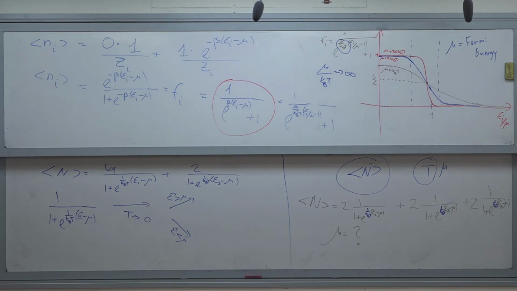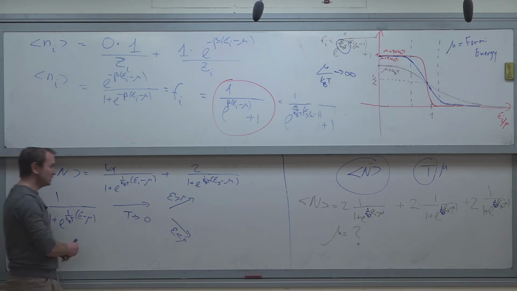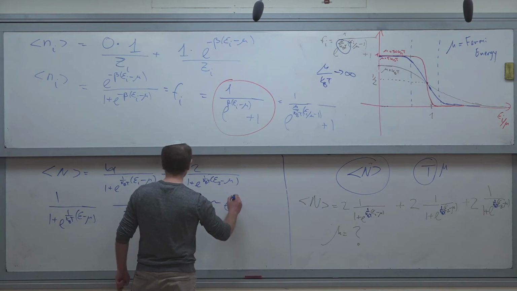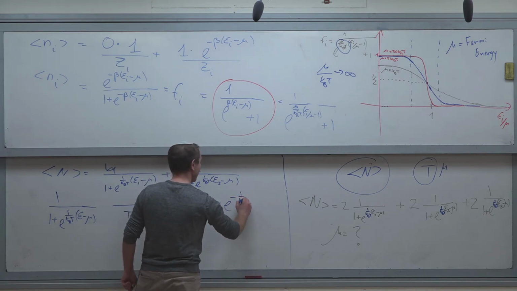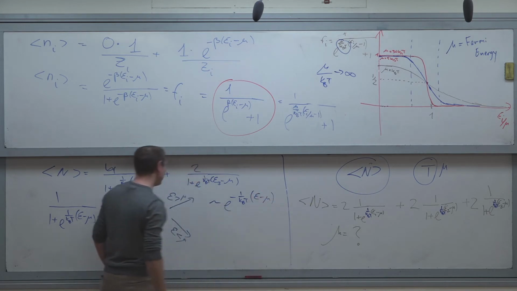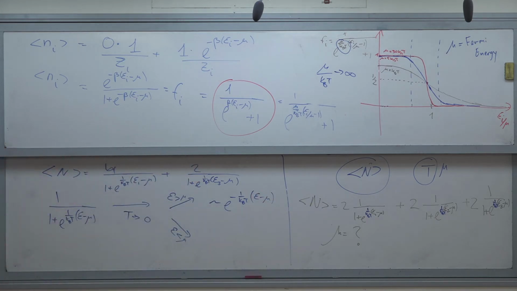When epsilon is larger than mu and t goes to 0, this exponent is positive, divided by something that goes to 0, so it's the exponent of a very big positive number. It's definitely larger than 1, so we don't care about the 1. So it's approximately e to the power minus 1 over k Boltzmann T of epsilon minus mu. This is the case when epsilon is greater than mu.